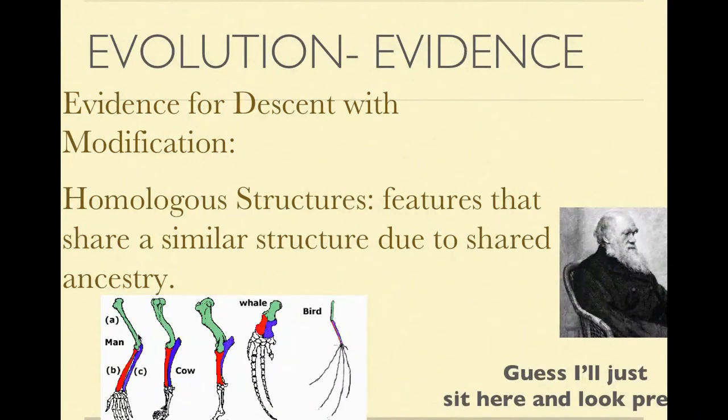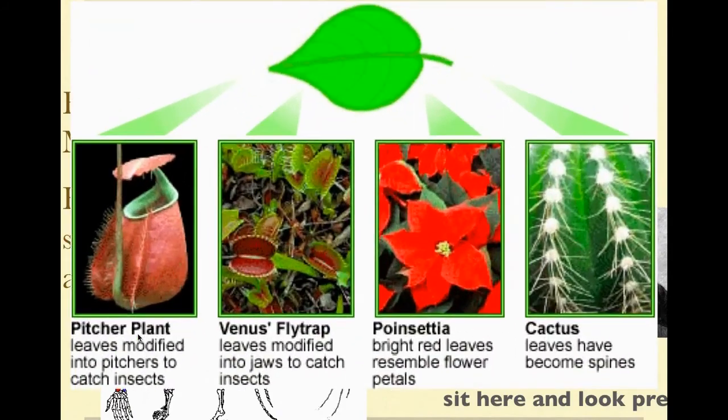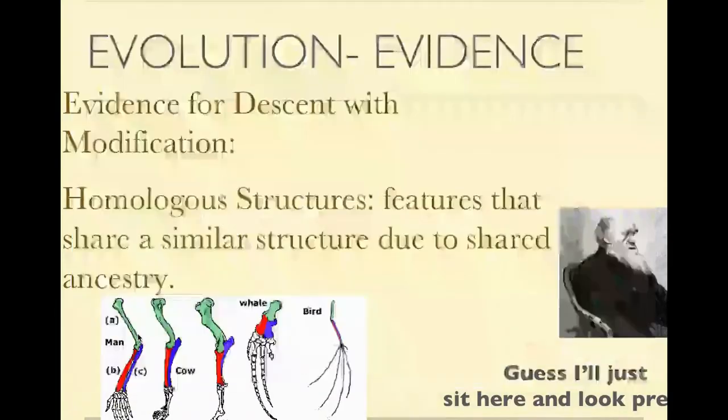And there's this other thing called an analogous structure. An analogous structure is where you have the same purpose, but a totally different structure. So when you look at the wings of a bat versus the wings of a butterfly, they both help them fly, but they're totally different structures. That is not evolution evidence per se, but homologous structures are.